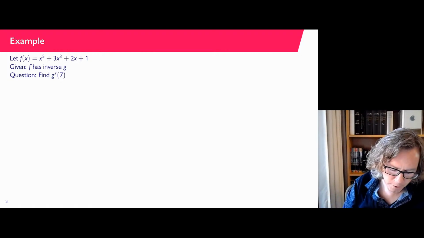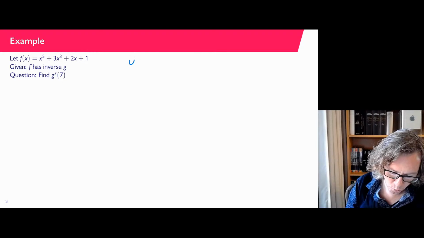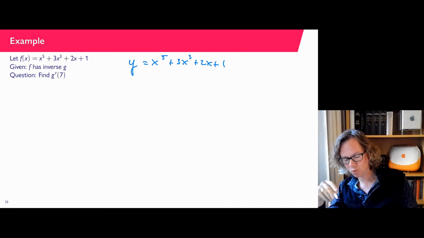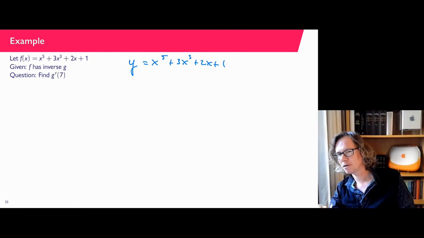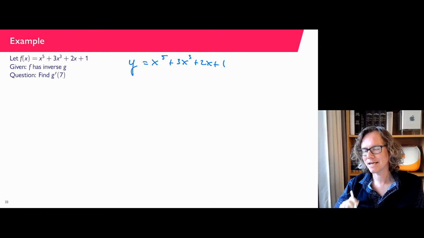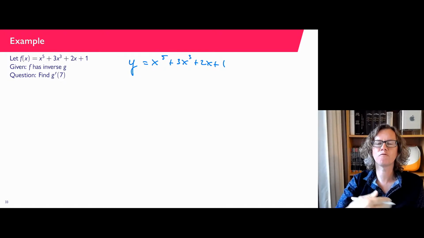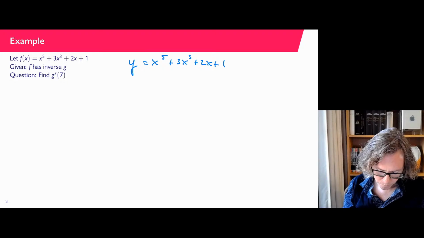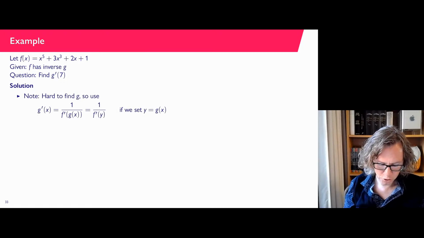So how would we do that? Well, we would say that y equals x to the power 5 plus 3x to the power 3 plus 2x plus 1. And then I would have to write x as a function of y. You can probably imagine that's not so easy here, if at all possible. I don't think it is possible. So that is complicated. We cannot first find the function g and then differentiate it. We will have to use the relation between g prime and f prime in order to solve this question. So it's hard to find g, so I'm going to use this relation.